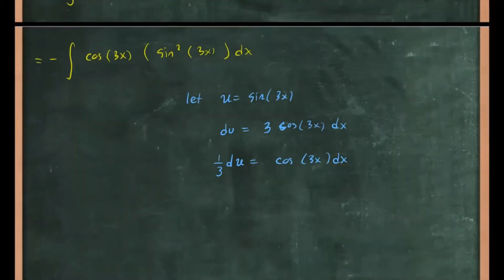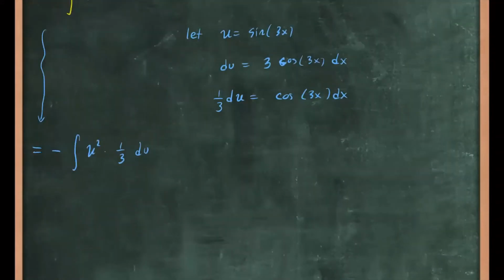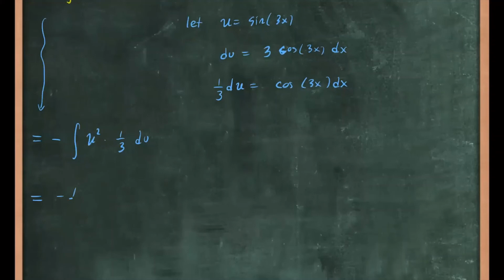Now we're ready to rewrite the integral. So our integral becomes negative, so cosine 3x dx is replaced with 1/3 du, and then sine 3x is replaced with u. So we have u squared times 1/3 du. Now we can use the power rule of integration to integrate this. We pull out the constant 1/3. We're integrating u squared du. And this is equal to negative 1/3 times u to the third power over 3, of course plus c because it's an indefinite integral. So we finish integrating.